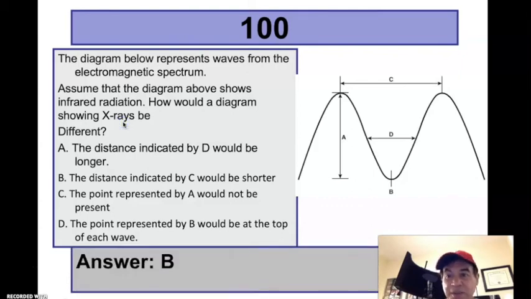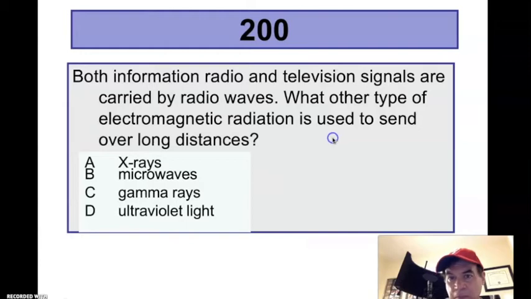It's going to actually be B. All right, so take a look at that one right here. See, so if you look at the question, how would the diagram for X-rays be different? The distance indicated by C, right here, this distance from crest to crest is going to be shorter. So that's how you're going to know, you're focusing on the crest.